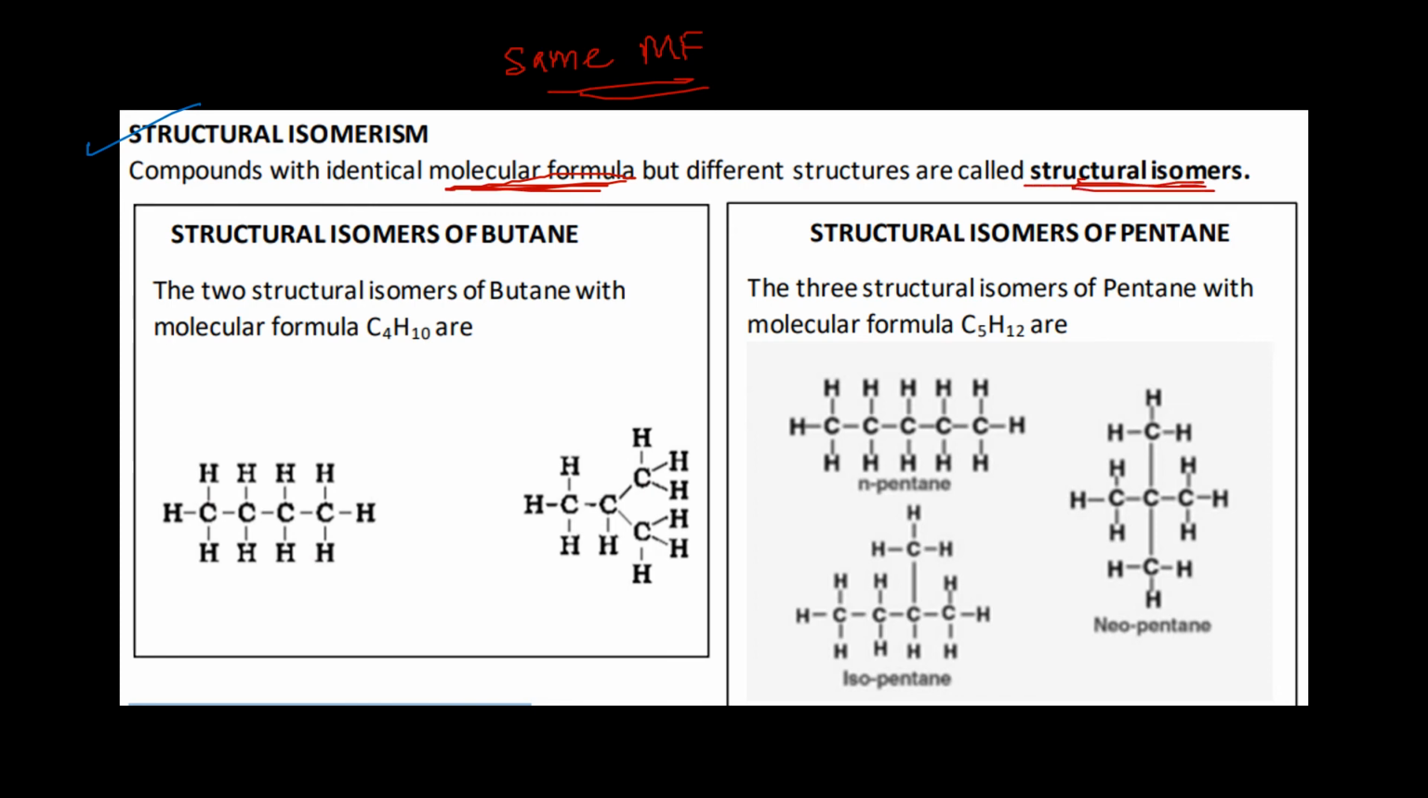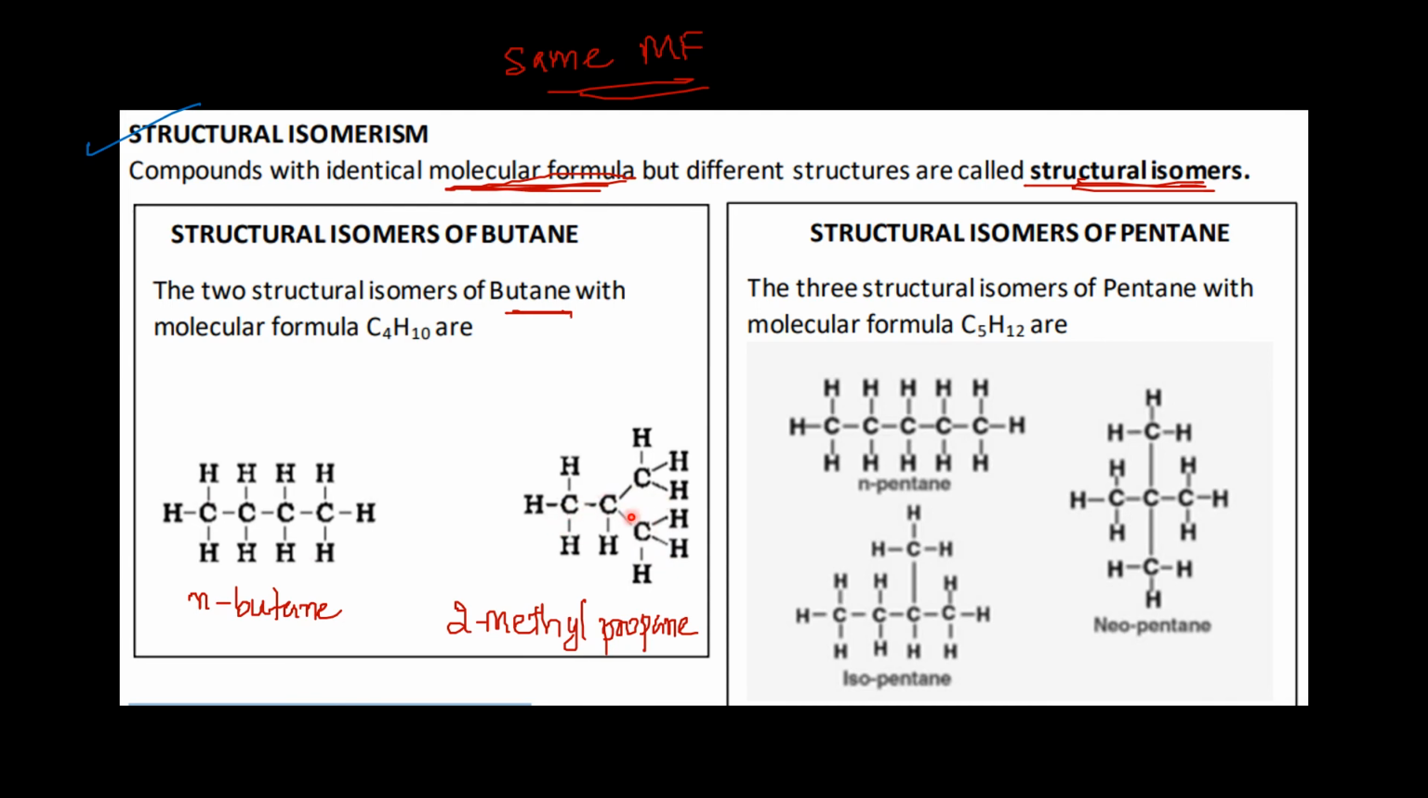The two structural isomers of butane are, here you can see, normal butane. And here, 1, 2, 3, 4, in the second carbon atom there is a branching. So 2-methyl propane. Those who want to study how to name a particular organic compound, I already posted a video on how to name a particular compound on my channel. I will put an i-card here. Please go and watch how to name an organic compound. So this is 2-methyl propane.